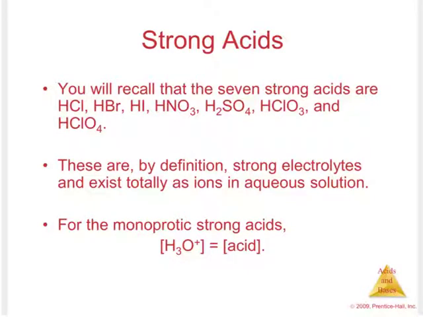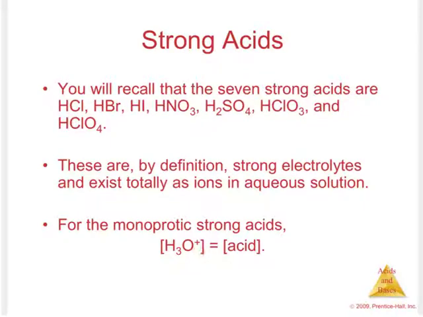We've learned that there are 7 strong acids, and by definition, a strong acid is one that is going to completely ionize in an aqueous solution. And since they completely ionize, then the concentration or the molarity of the acid is equal to the hydrogen ion concentration or hydronium ion concentration.